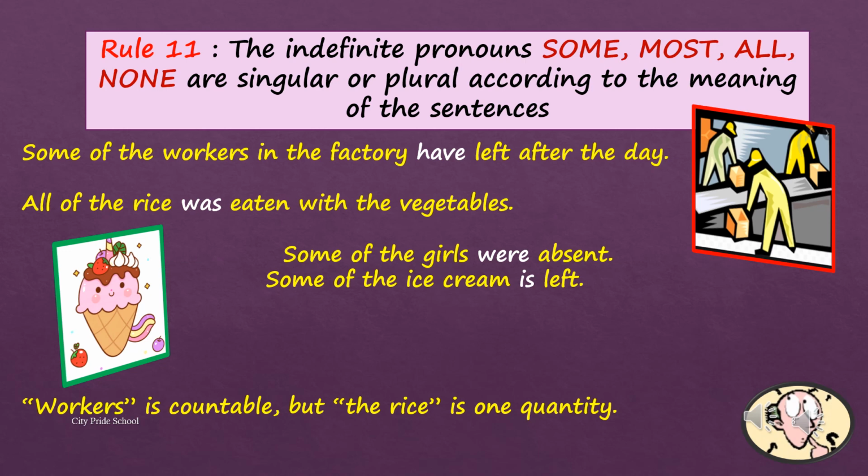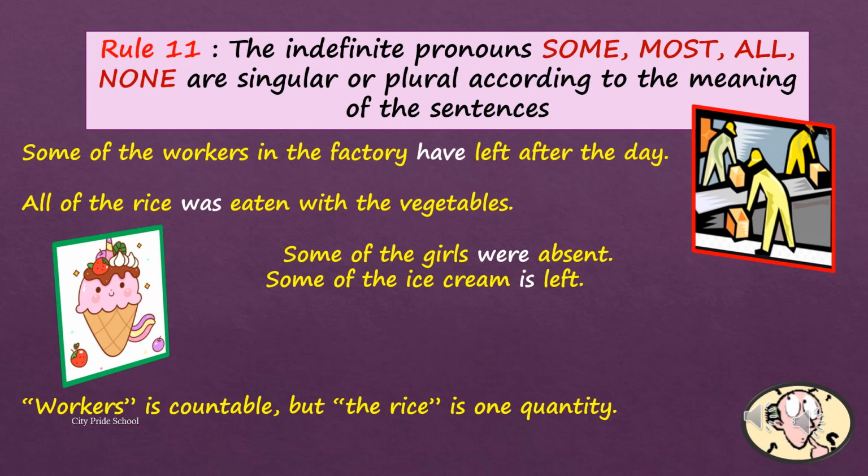Okay, and our last rule states that whenever we use some indefinite pronouns like some, most, all, none, the verb will be according to the sense of the sentence. The verb will be singular or plural according to the sense of the sentence. Like, some of the workers in the factory have left after the day. So I'm using "have" because I'm counting each worker.